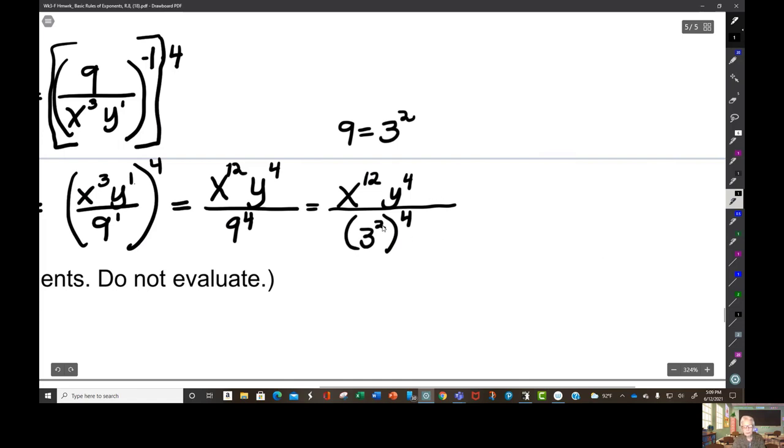Now, we have a base raised to a power, raised to a power again. 2 times 4 is 8. So our answer is x to the 12, y to the 4 over 3 to the 8th.